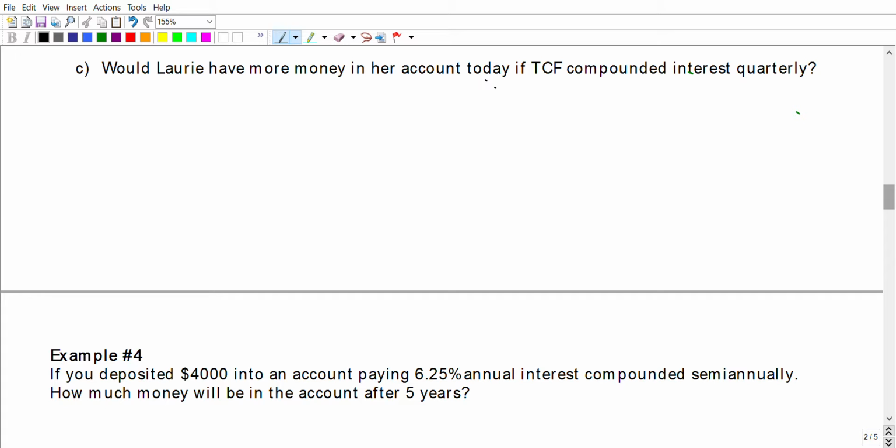But anyways, for part C, which is the last part here, it says, would Lori have more money in her bank account today if TCF compounded interest quarterly? Ooh, that's a good question. So instead of compounding monthly, like we did up top, what if they compounded quarterly? And quarterly is 4. Okay, so why don't we go ahead and do this?